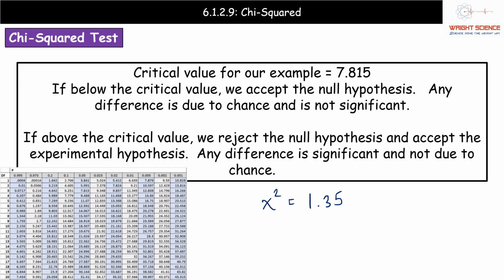And that means that any difference we had between the observed and the expected is down to chance, and therefore it is not significant. If, however, our chi-squared value is above the critical value, we reject the null hypothesis and we will accept the experimental hypothesis. And that means that the difference that we can see between observed and expected is significant, and it's not down to chance. It is caused by whatever we said in the actual hypothesis for this experiment.